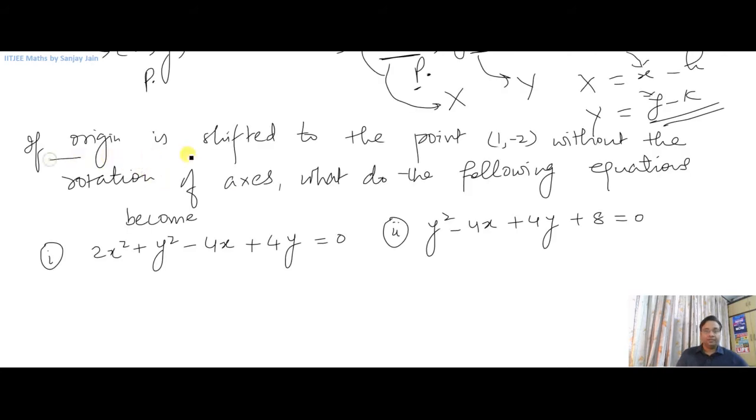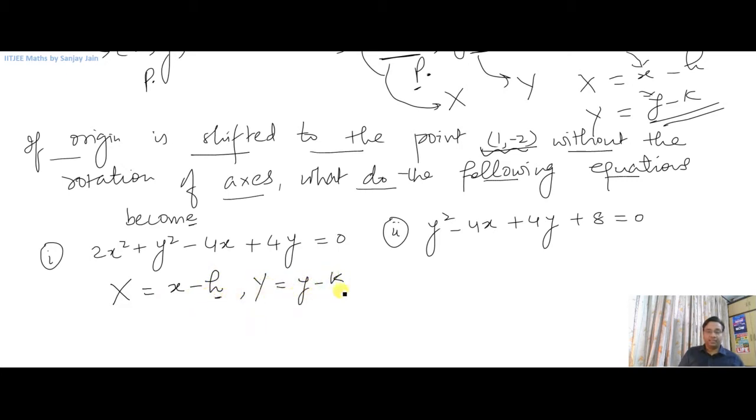Let us say the origin is shifted to the point (1, -2) without the rotation of axes. What do the following equations become? These are the equations in x and y with the origin at (0, 0). Now we have shifted the origin to (1, -2). So the new coordinates will be old x minus h, and old y minus k.